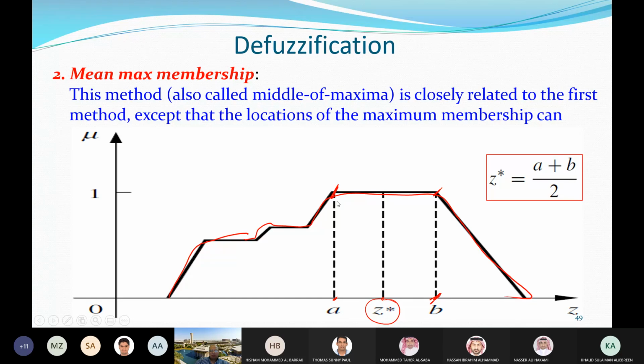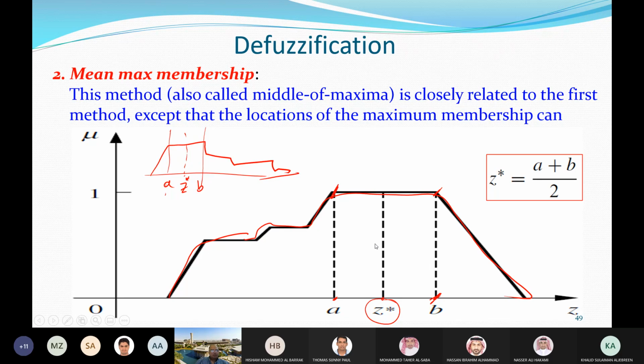So this is the maximum membership, and then you can have it. Maybe in other cases, this is the membership you have here and so on. So these are the maximums that you take. You have here A and B, and you get the average, which is the output here, Z star. So you can do this.